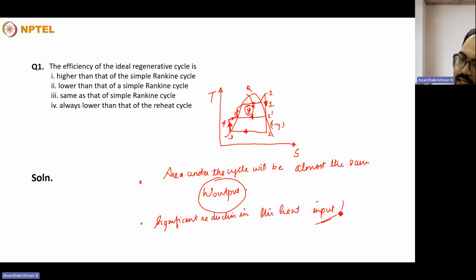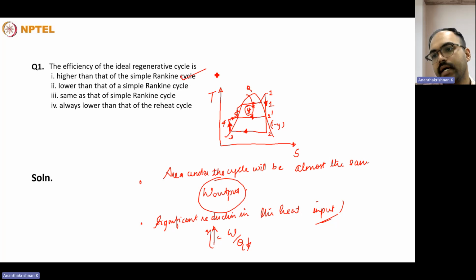So this particular term is most important. Since this is very less, the total amount of heat input will be less. Because of that, efficiency, work divided by Q, increases when Q reduces, assuming that work is not going to be affected that much. So in almost all the cases, what we could say is that the efficiency of the ideal regenerative cycle is higher than that of the simple Rankine cycle.